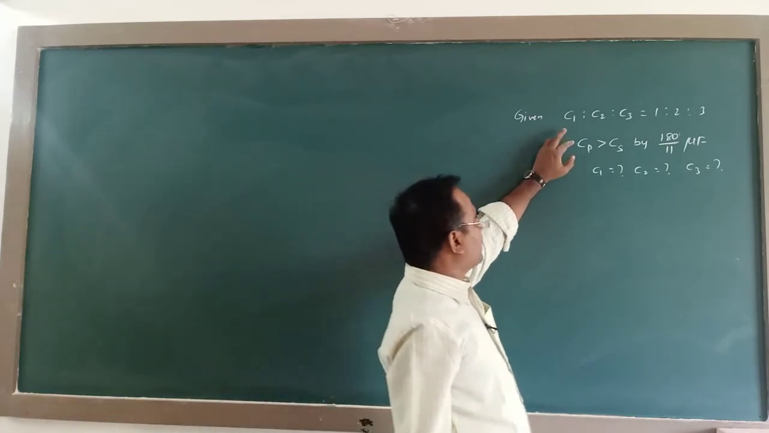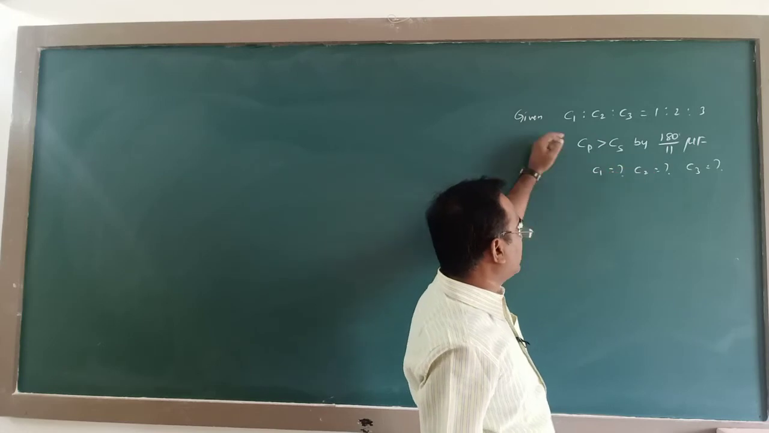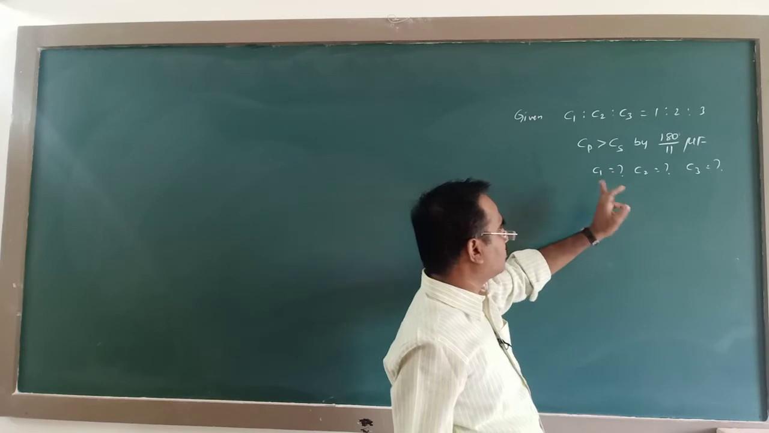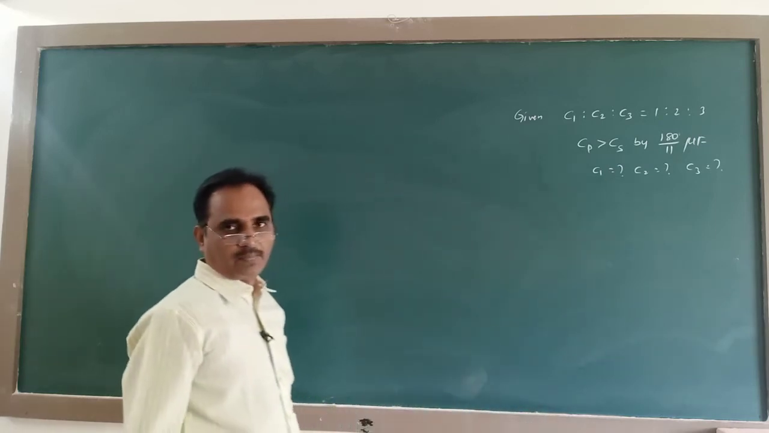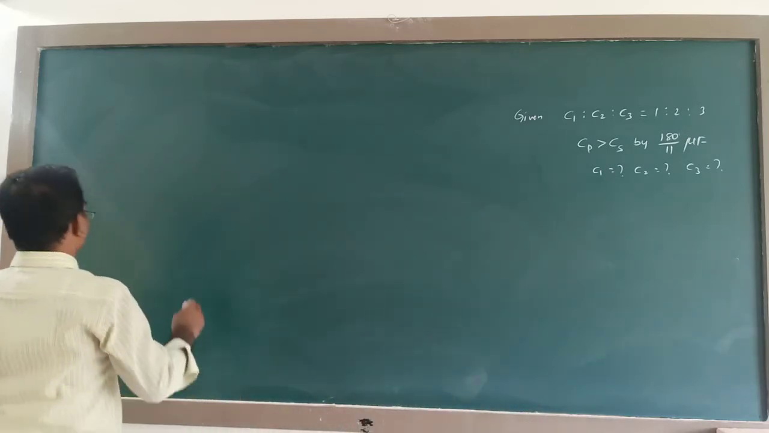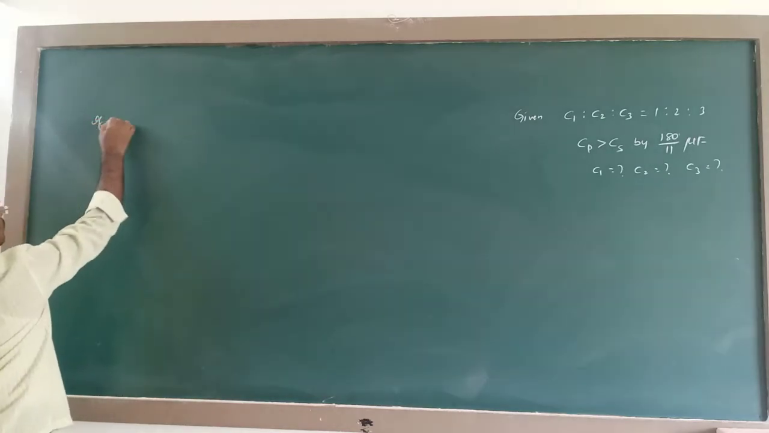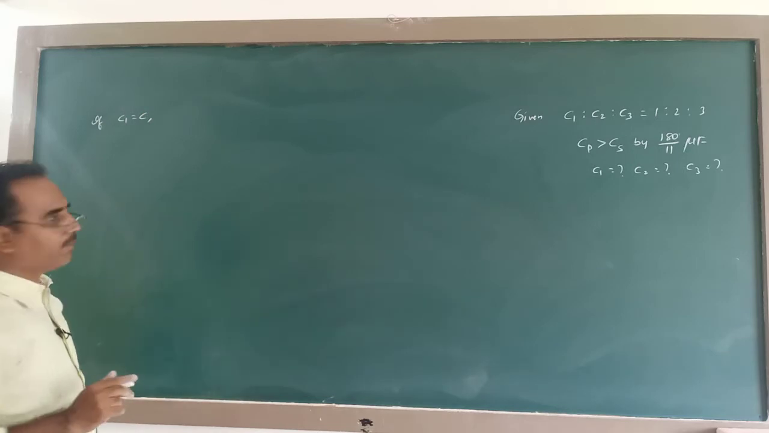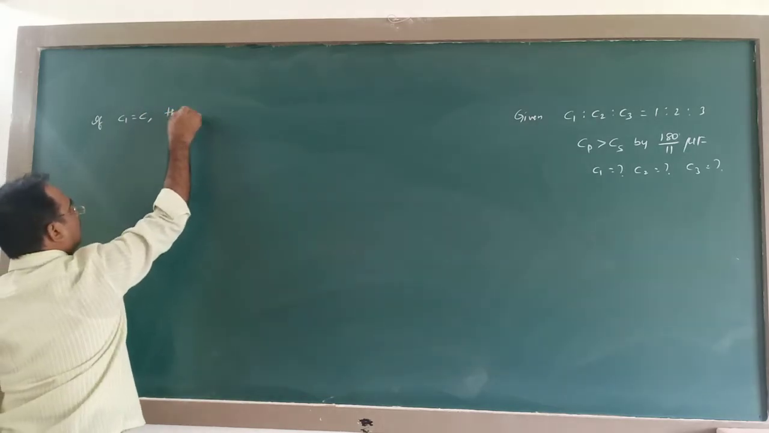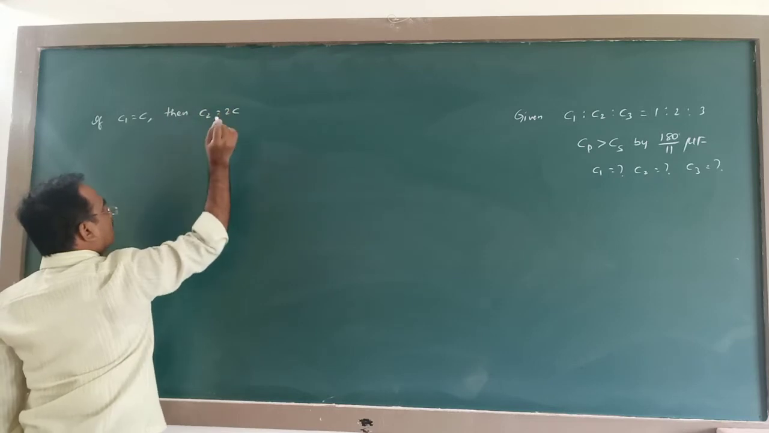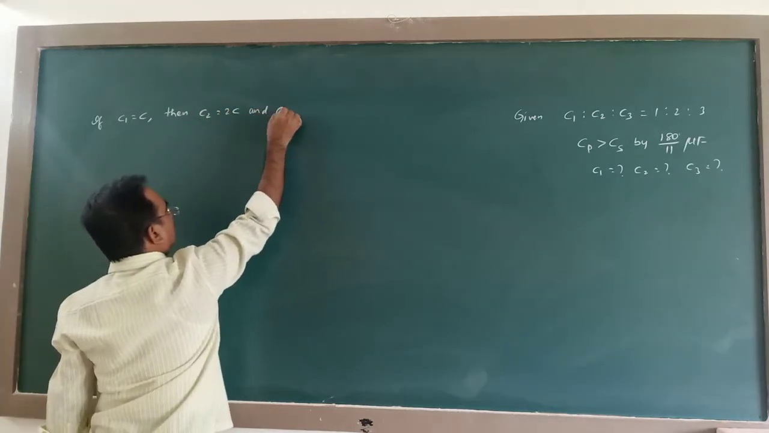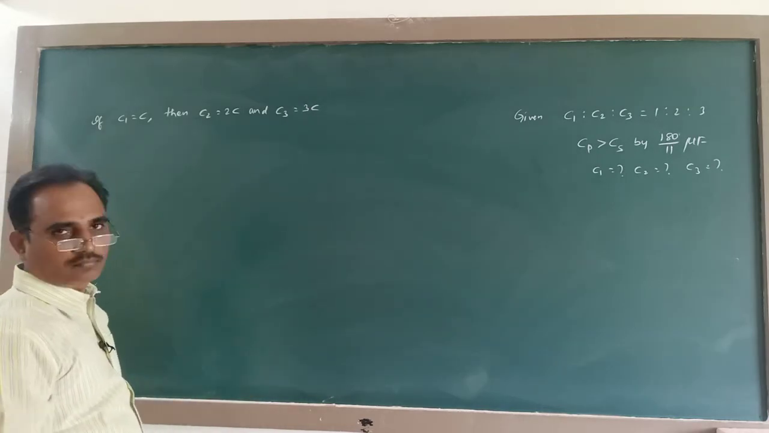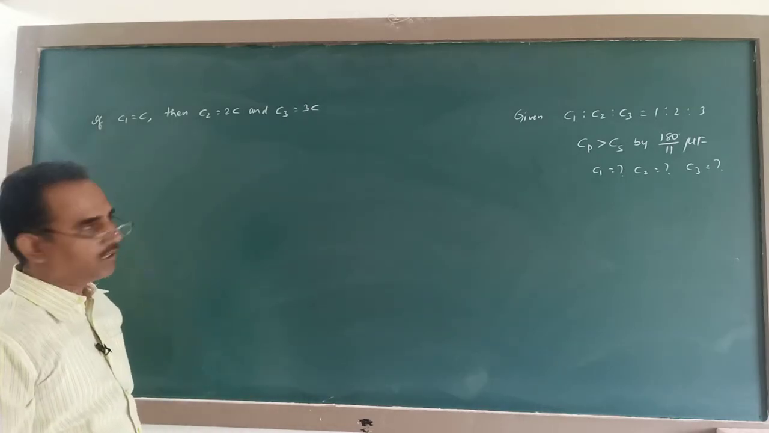The 3 capacitors have capacitance in the ratio 1:2:3. Their CP is greater than CS by 180 by 11. So you are asked to find what is the capacitance of these 3 capacitors. Here, if I take C1 as C, then C2 becomes 2C and C3 will become 3C, because they are in the ratio 1:2:3.